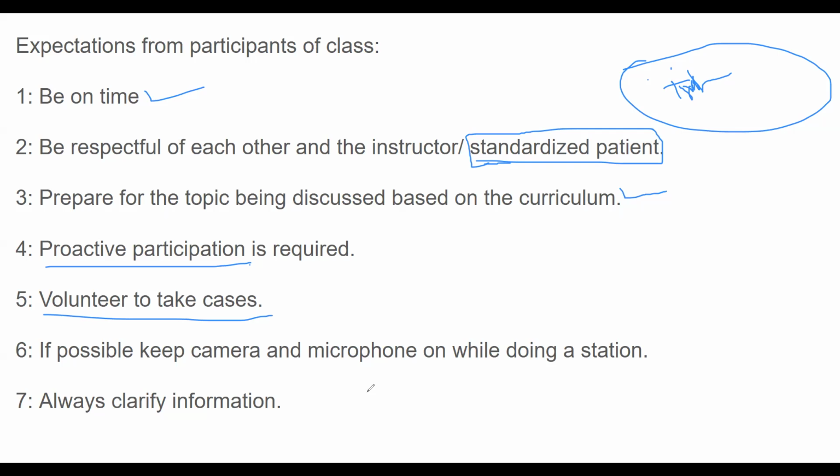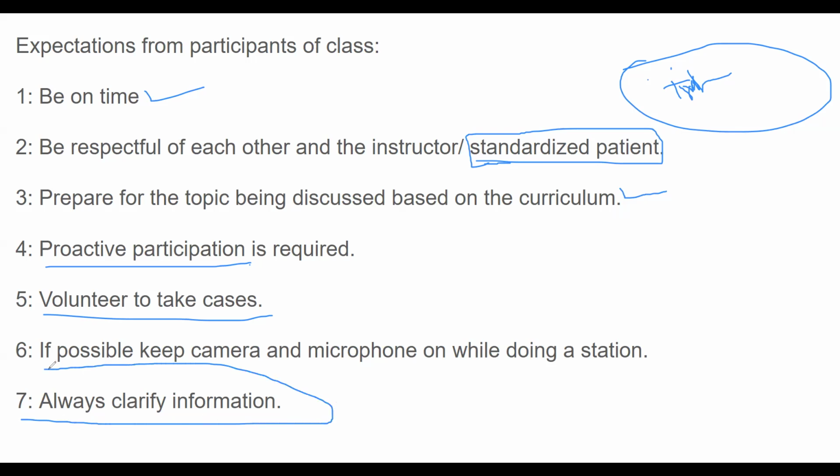When doing a station, if it's possible, keep your camera on while doing the interaction so I can see how you're doing with your gestures, your nonverbal communications. If it's not a possibility for any reason, it's okay to keep it off. Just keep the microphone on during the whole station. Don't turn it off and on while you're talking to the standardized patient. And when you're not doing a station, please keep your microphone off. If you're not doing stations, camera is optional. If you want to keep it on, I'm okay with that. Otherwise, keep it off. I don't really worry about it.